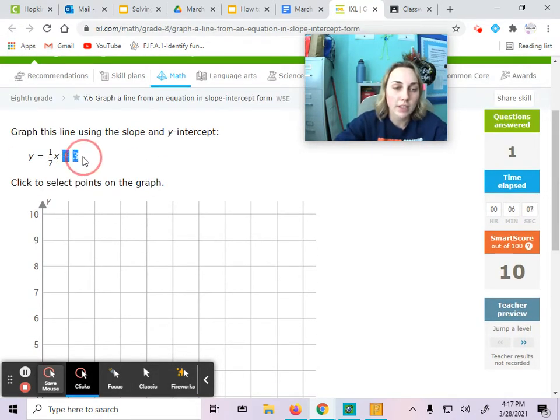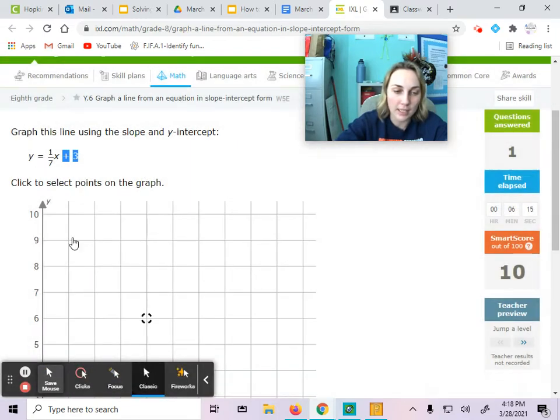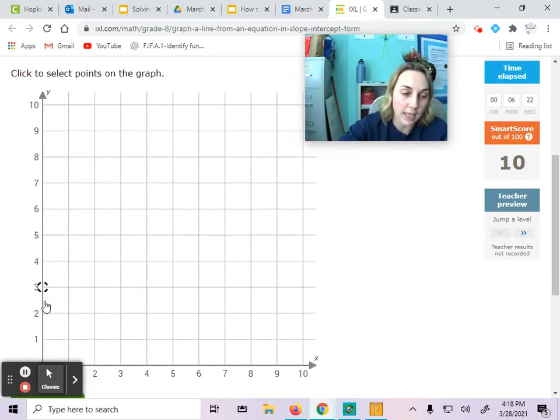Our y-intercept is 3. It's 3 right here. So I need to go where, sorry, I'm having a lot of fun with the mouse. I want to go to classic mouse. There we go. So the 3 is my y-intercept. So on the y-axis, I need to find 3. That's my first point, and it's going to be right here. So I'm going to plot it.